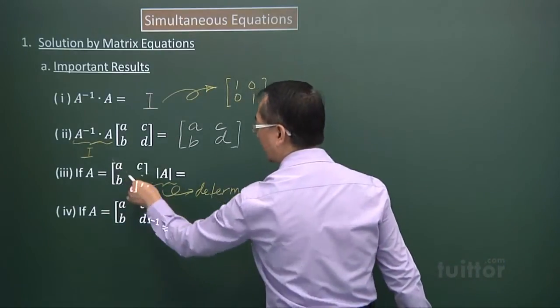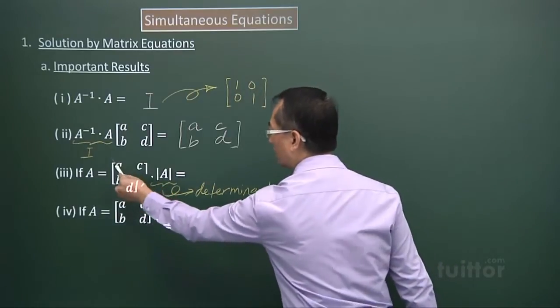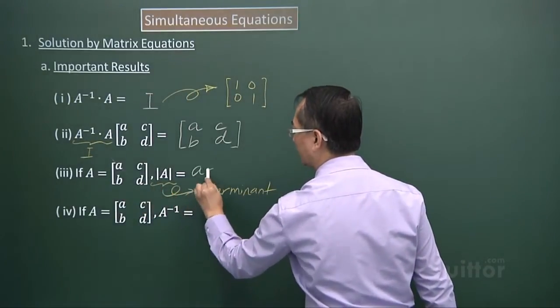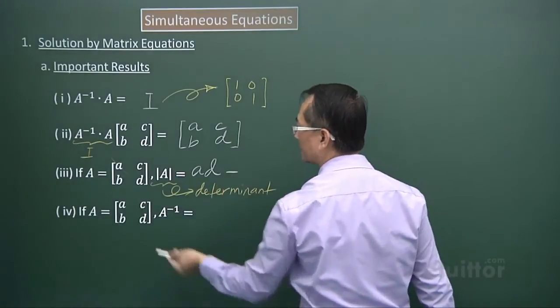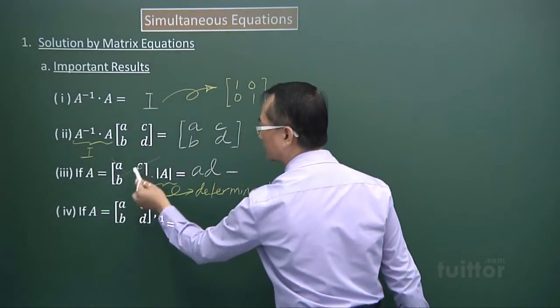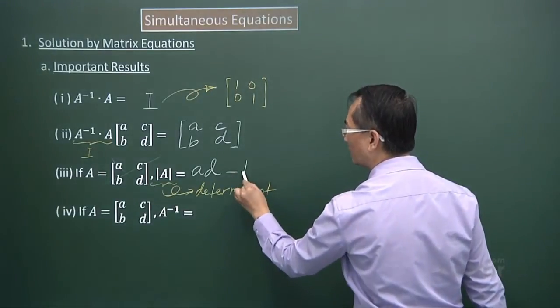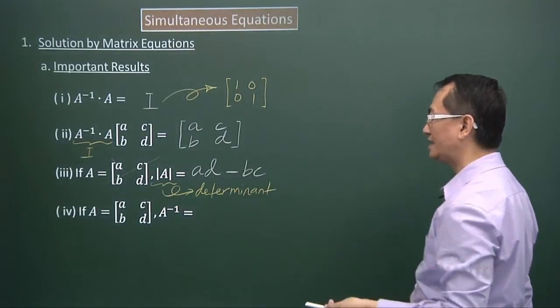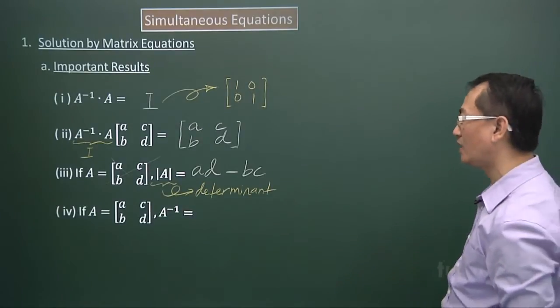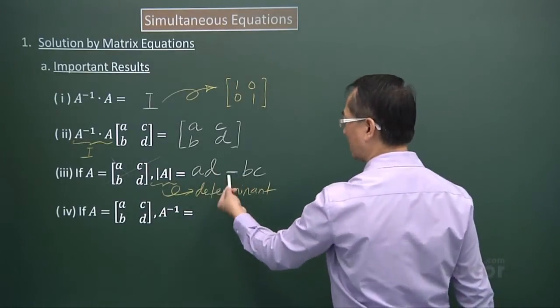This is the leading diagonal. The product of these two elements will be AD, then minus, this is a receding diagonal, there are two elements there. The product of the two elements will be BC. So the determinant of the matrix A would be AD minus BC.